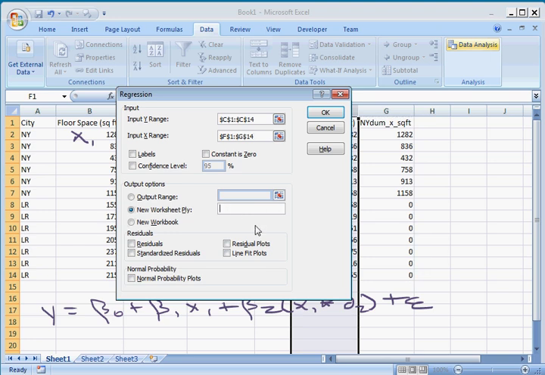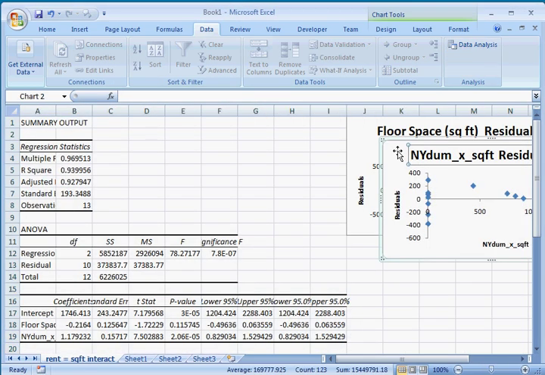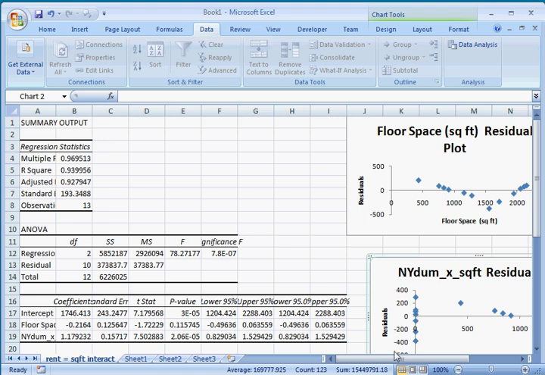And what we have is rent equals square feet interact. I'll just call it that so we know what it is. We did include the labels. I'm going to put it in a new worksheet, and that looks fine for now. These are residual plots. We have problems with our residual plots. That's okay.